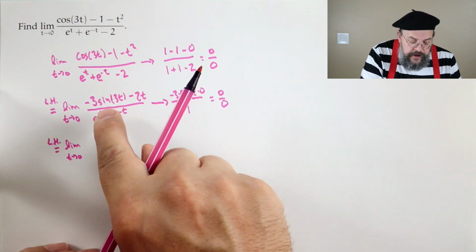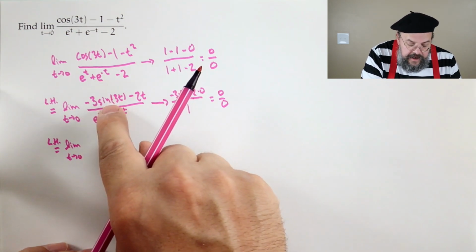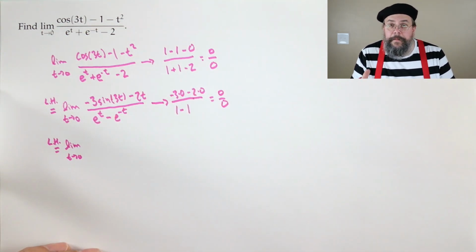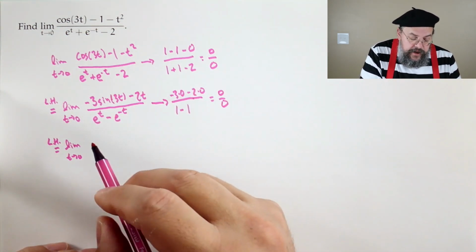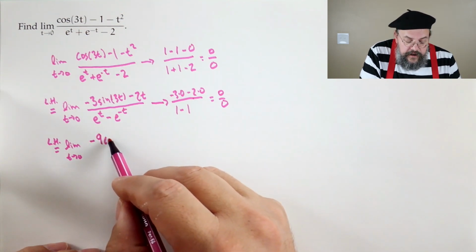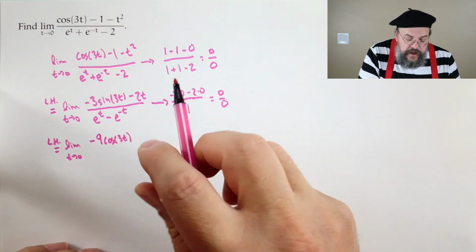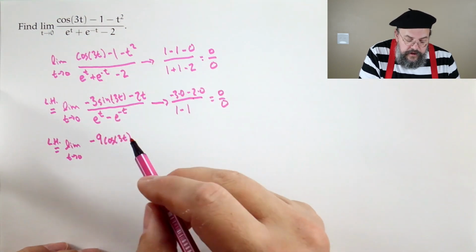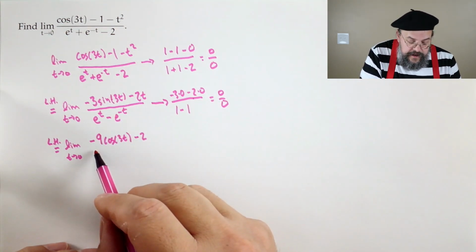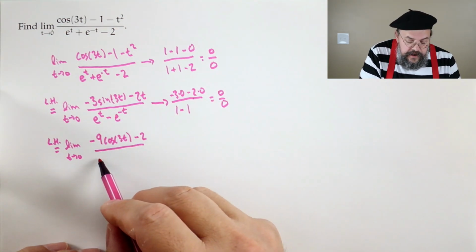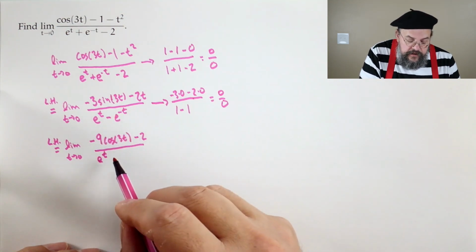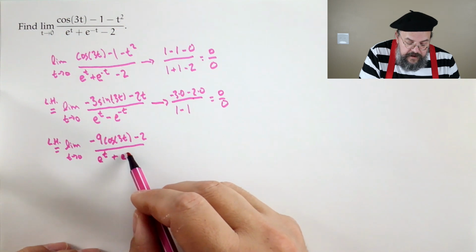All right, the derivative of negative 3 sine 3t. Well, derivative of sine, cosine. Then we remember the chain rule. So there's going to be a 3 that comes out. So that will be minus 9 cosine 3t. And then minus 2, because we take the derivative of minus 2t. All of that, divide that by downstairs. Derivative of e to the t is e to the t. And then minus a minus e to the minus t, which is plus e to the minus t.